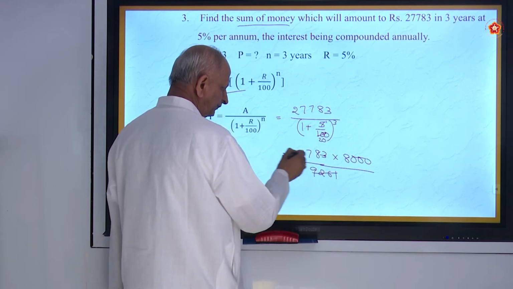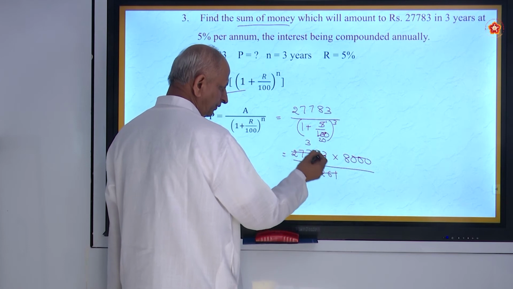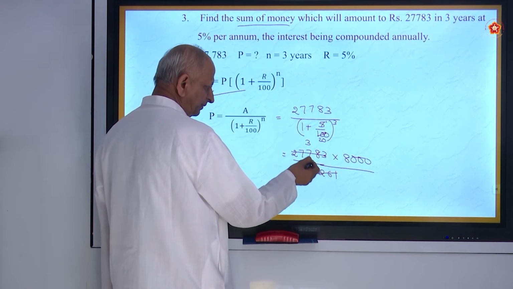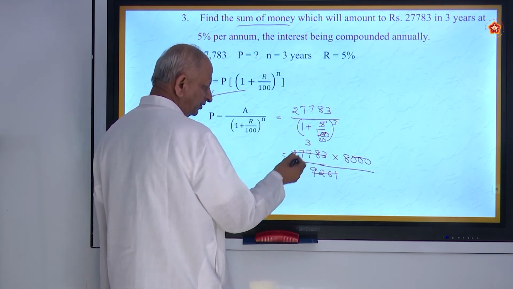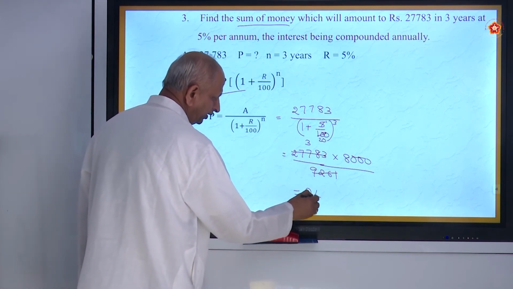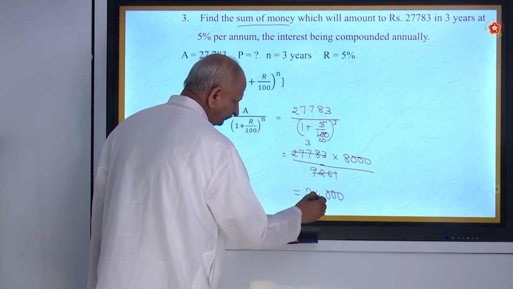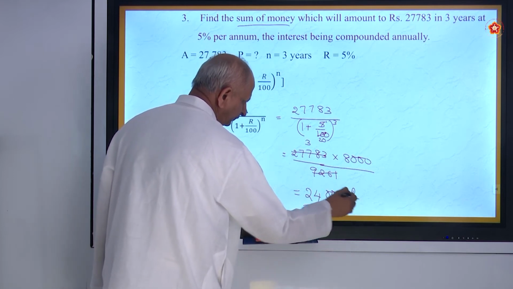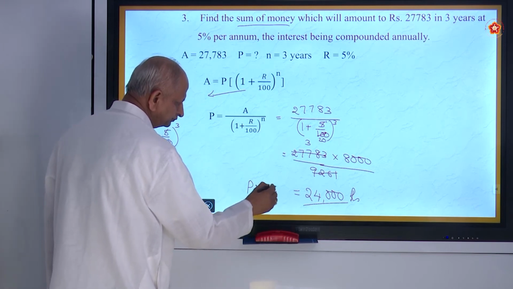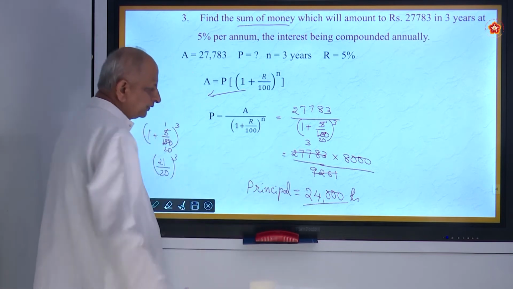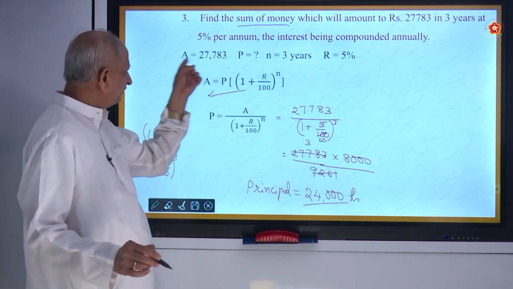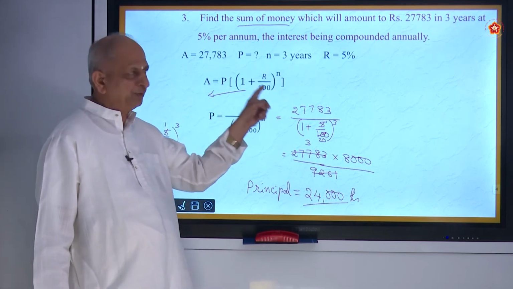And if you just see this goes correctly 3 times. This 1 time, 3 times. 3 ones are 3, 3 6 are 18, 3 2s are 6 plus 1 7, 3 9s are 27. So answer is 3 into 8,000, that is 24,000 rupees. So what is that? Principal. 24,000.